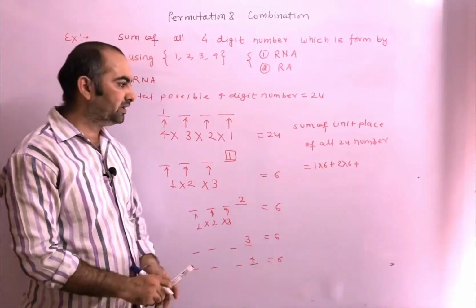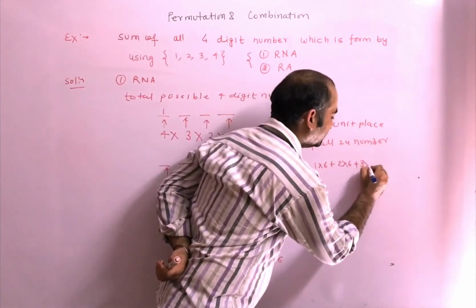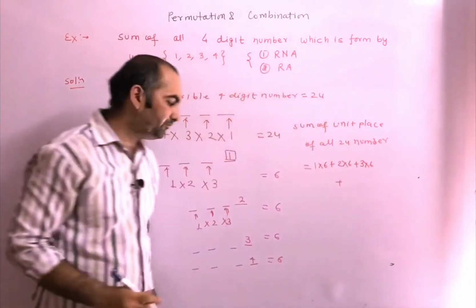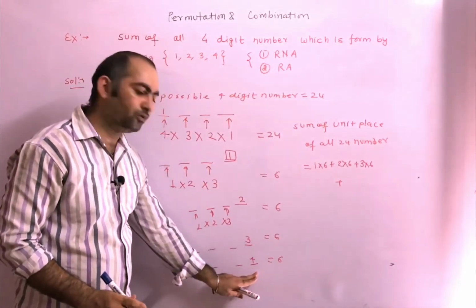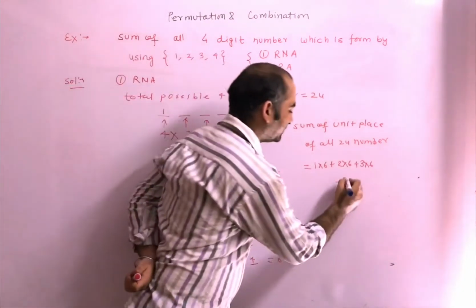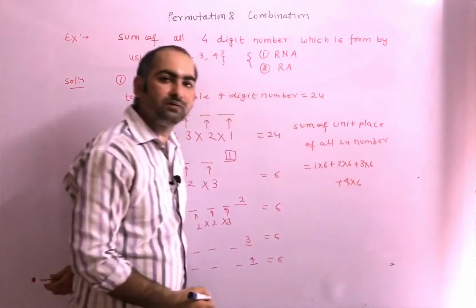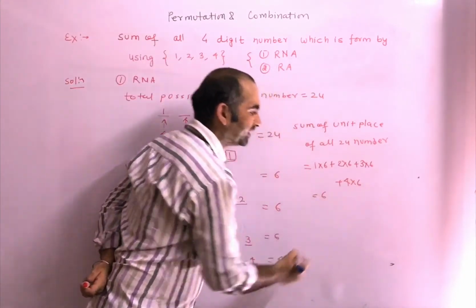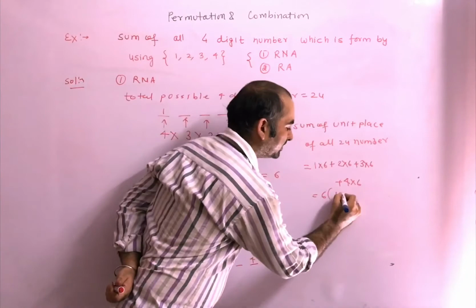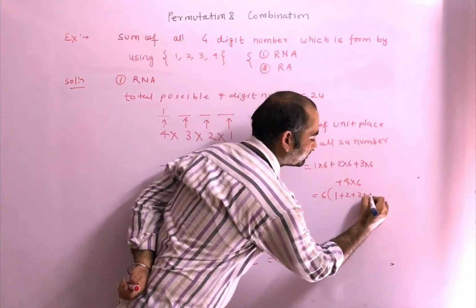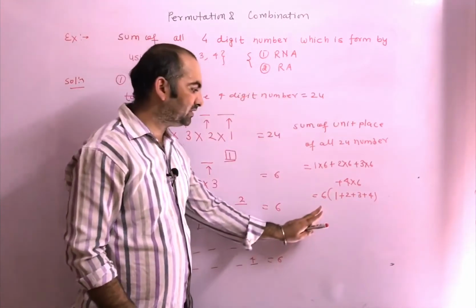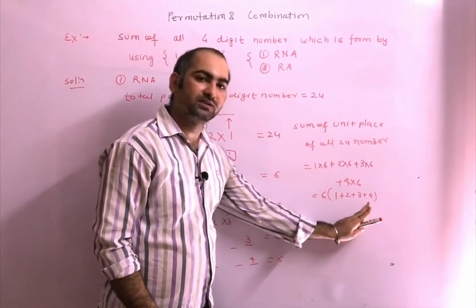6 times. Okay, so 3 we have to count 6 times. So 3 into 6, plus similarly 4 is also repeating 6 times. So if you add 4, what will come? 4 into 6. Okay, so what will the sum of the unity place be? 6 we can take outside, and what will come is 1 plus 2 plus 3 plus 4. So the sum of the unity place is 6 into (1 plus 2 plus 3 plus 4).